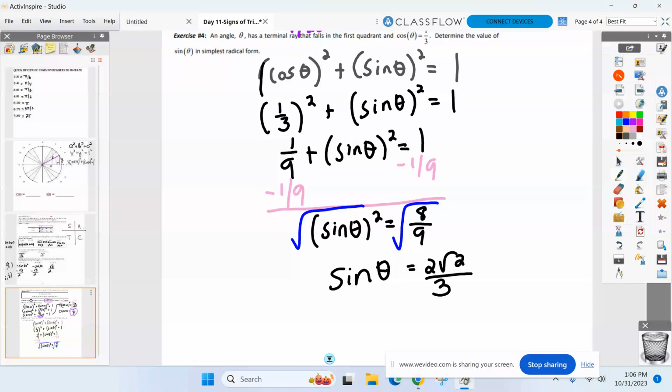And again, keep it positive, right? Because what quadrant are we in? Quadrant 1. Everything's positive in quadrant 1. ASTC. All students take classes.